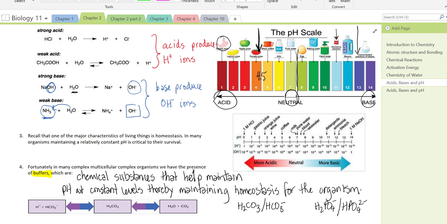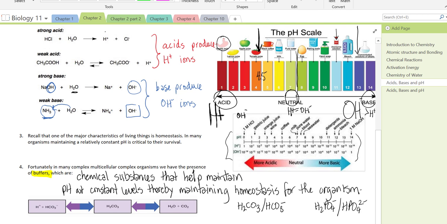So at this end, you have lots of H plus and very little OH minus. At this level, the H plus is equal to the OH minus. H plus equals OH minus. So that's why we call it neutral. And at this end, the OH minus is way greater than the H plus. I'll talk about these numbers on Monday, so don't stress about that. We're not going to do too much on there. But the long and short of it is pH is a measure of how acidic or basic something is.